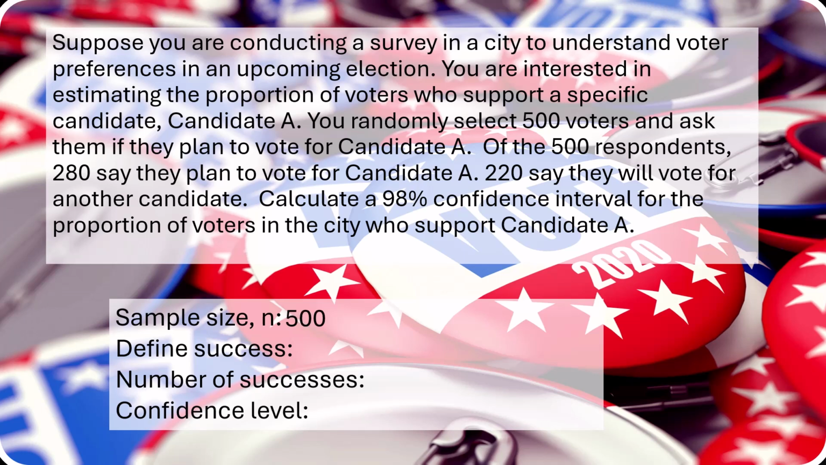As you can see, the sample size is 500 because we selected 500 voters to sample. Then we are defining success as people who voted for candidate A. And the problem says that 280 people voted for candidate A. Notice we are given the information that 220 people said they were voting for another candidate, and we're not actually going to end up using that piece of information. So just remember, sometimes you're given more information than you actually need. And last but not least, we are asked to construct a 98% confidence interval, so the confidence level is 98%. This is the information that we will be feeding into our software.